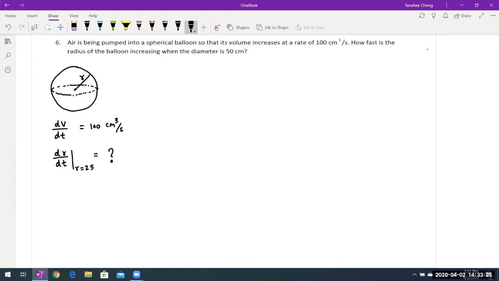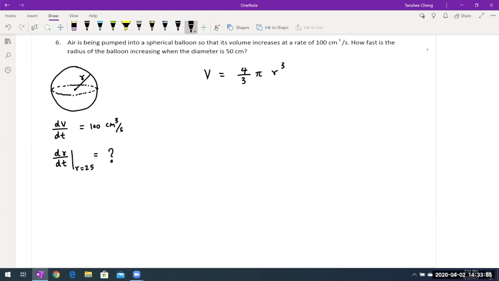So to relate the rate of change in the volume to the rate of change in the radius, we have to use the volume formula for the sphere. Volume is equal to 4/3 pi r cubed. So you need to remember and recall all the basic formulas for volume, area, surface area, some of them.